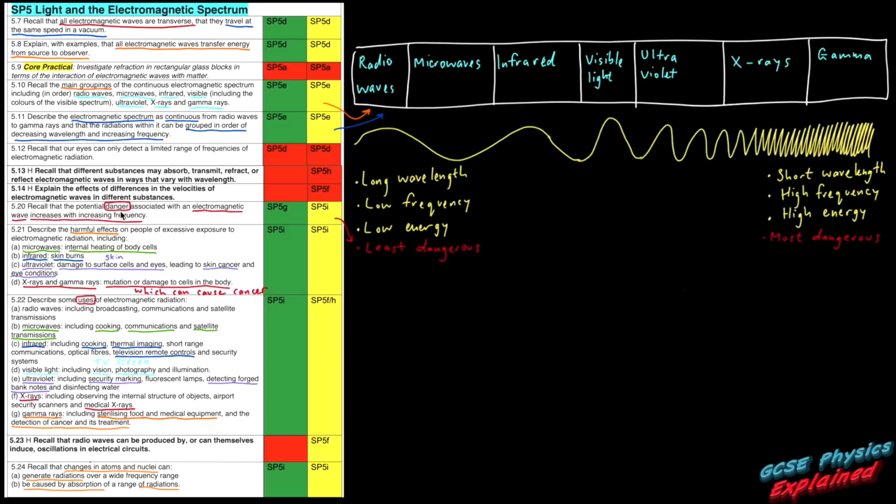Recall that the potential danger associated with an electromagnetic wave increases with increased frequency. Yeah, well, I've just covered that. Over here they've got a low frequency, so the waves haven't got much energy. Over here, the waves are vibrating a lot and they've got a lot of energy. That's the way I like to think about it. So they're the most dangerous over on this side here.